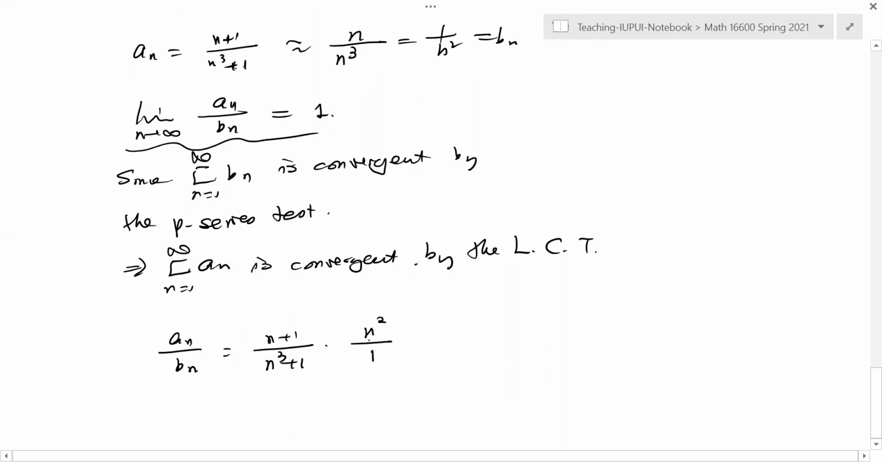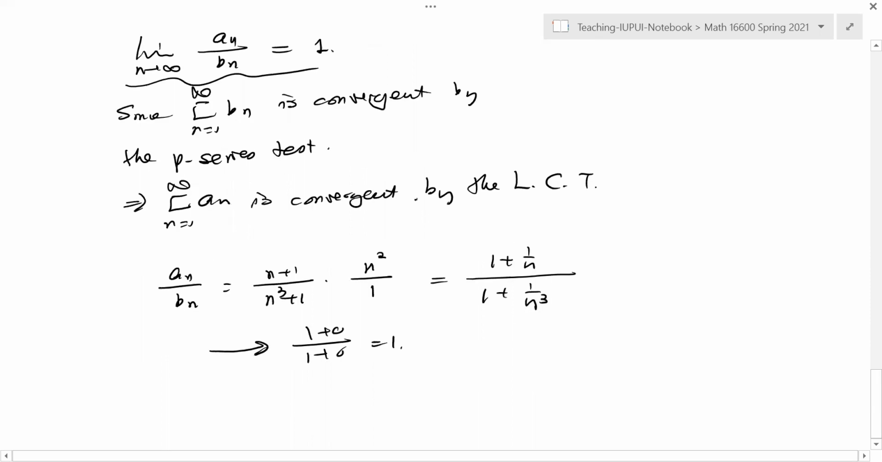The numerator is a polynomial of degree 3, and the denominator is a polynomial of degree 3. So you divide numerator and denominator by n cubed. So it's 1 plus 1 over n, and here plus 1 over n cubed. That's what you get, right? So the limit is going to be 1 plus 0 over 1 plus 0, which is 1, okay? I know the limit is going to be 1 because I just deleted those constants. But you have to give a proof, or say a few words. It's obvious, right?